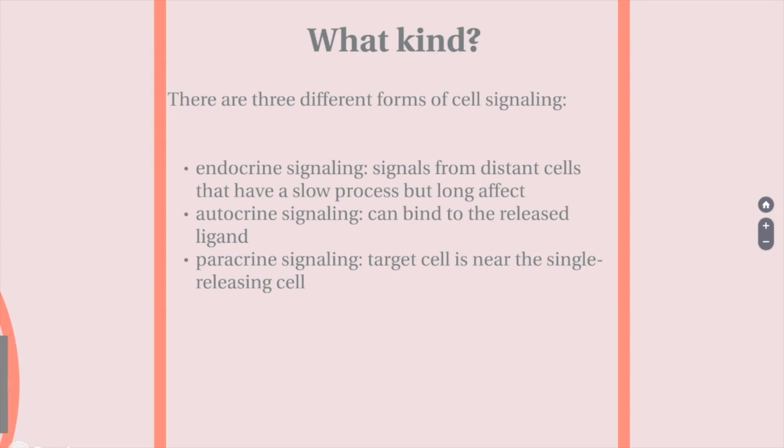It seems so simple, yet there are 3 completely different forms of cell signaling. Endocrine signaling, where the cells originate from endocrine cells and take a long time, but also last very long. Autocrine signaling is when the cells can bind to the released chemical signals or proteins and molecules. Paracrine signaling is when the target cell is located near the sending cell that only releases one signal.